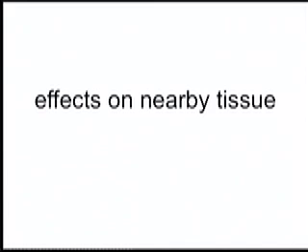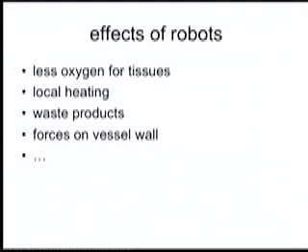Now let me turn to the second question, which is, how might this affect the nearby tissue? If you're drawing down too much oxygen, will that mean that the tissue is in big trouble? Some possible questions you might worry about are, if the robots are using oxygen, there's less available for the tissue. There could be issues of local heating because of the high power densities.